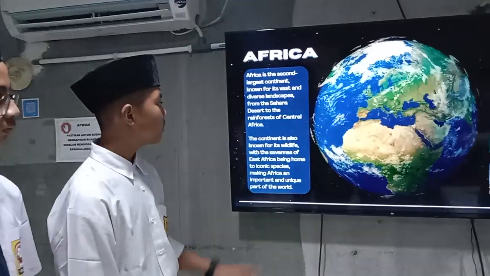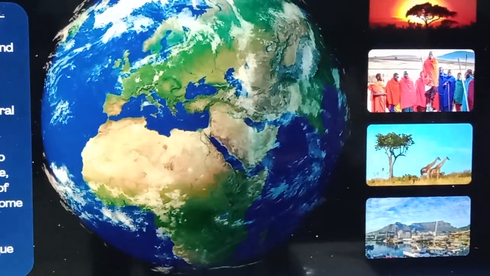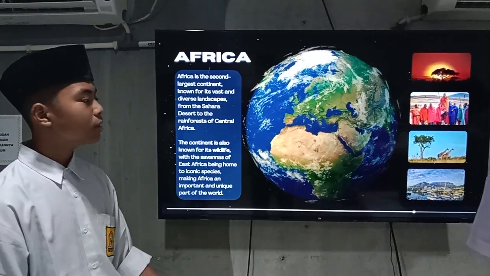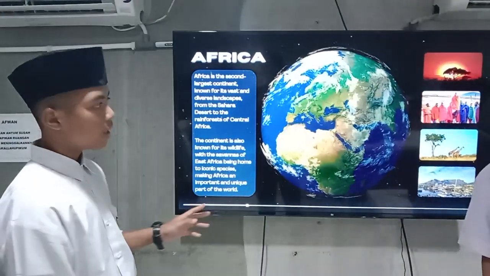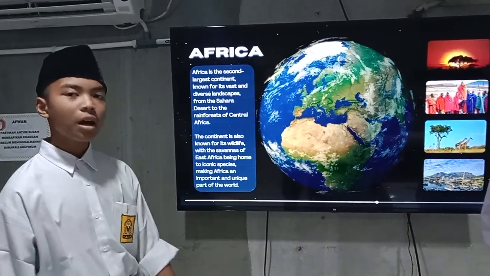And do you know, in the savanna there are many animals, like hyenas, tigers, and cheetahs. If you go to the savannas of Africa, some may be endangered. And there are many cultures in Africa.